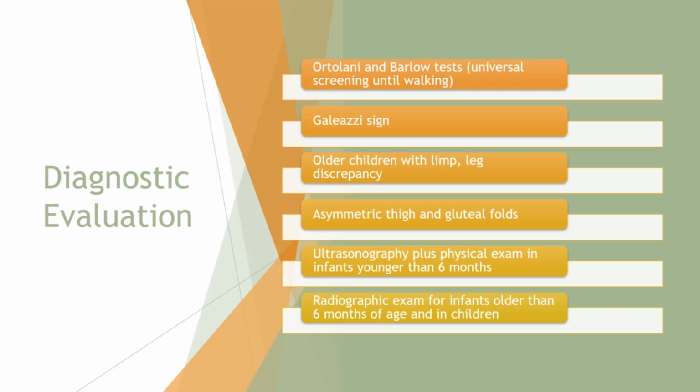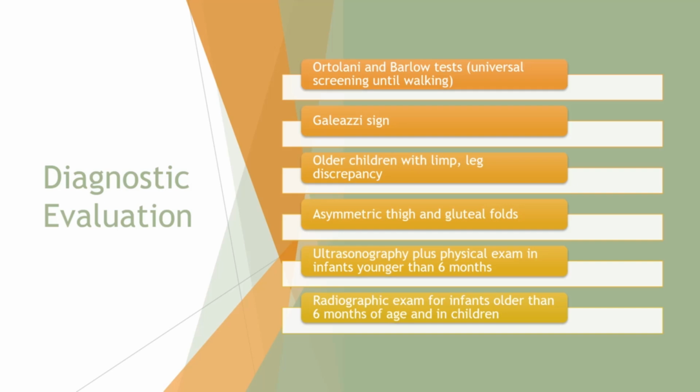At this time, the most sensitive test is limited hip abduction. Other signs are shortening of the thigh on the affected side, which is, like I had mentioned, the Galeazzi sign. Then having asymmetric thigh and gluteal folds. For older children, you may see a limp or leg length discrepancies. And then the diagnostics that you can do are the ultrasound plus the physical exam in infants younger than 6 months, and then x-rays for infants older than 6 months of age.